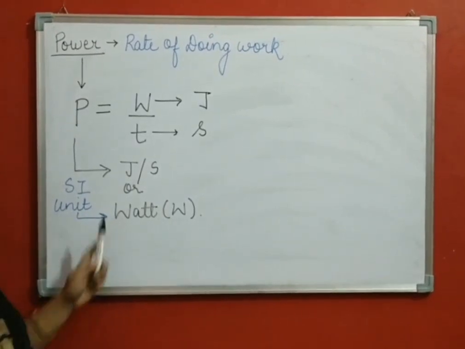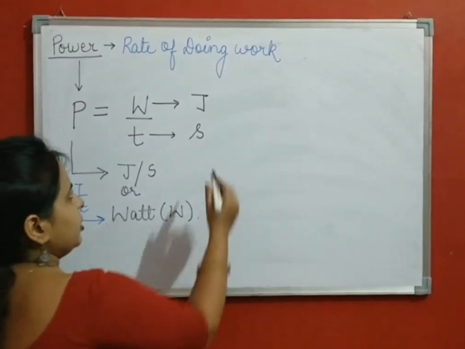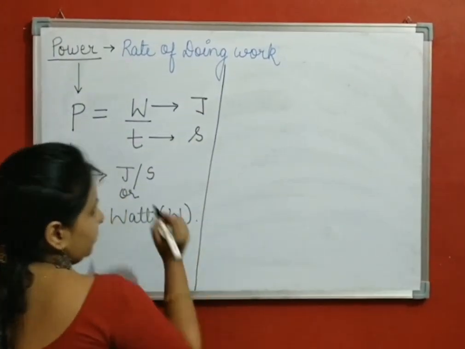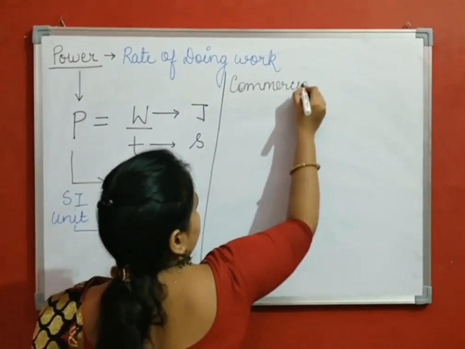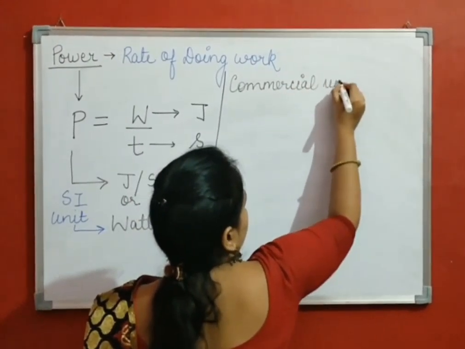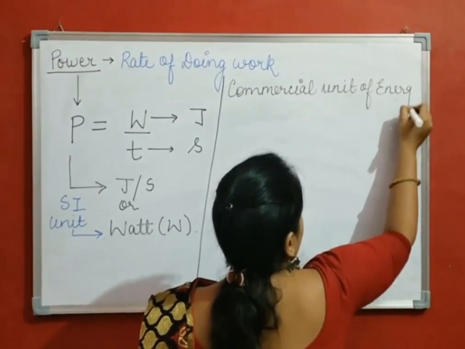And how is it defined? It is defined as the rate of doing work. Clear? And children, one more term is there: the commercial unit of energy.